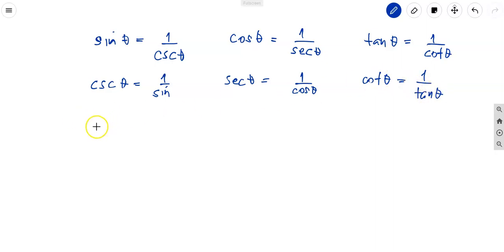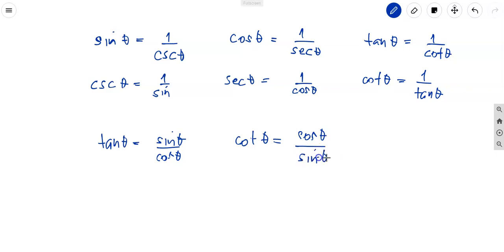For the quotient identities, tangent theta is equal to sine theta over cosine theta, and cotangent theta is equal to cosine theta over sine theta. And then for the Pythagorean identities, we have sine squared theta plus cosine squared theta is equal to 1. Then after that, you can derive your other formulas from the Pythagorean identity.